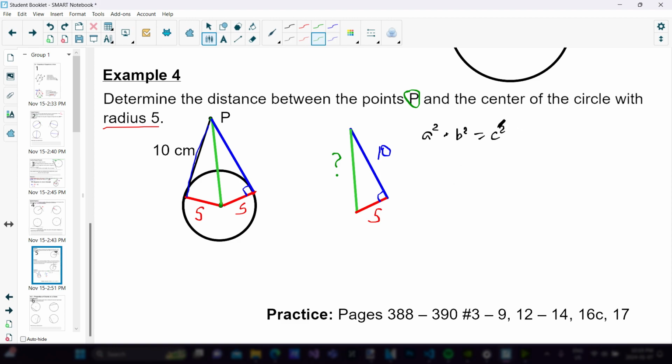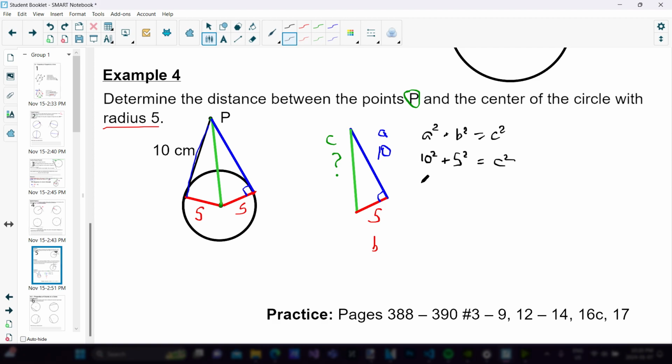So if I want to find c squared, well, I can say that A is the blue side, because that doesn't matter. I can say that B is the red side, and I can say I'm trying to find C, the hypotenuse. So A squared, A is 10, so I've got 10 squared plus B, B is my 5 squared equals C squared.